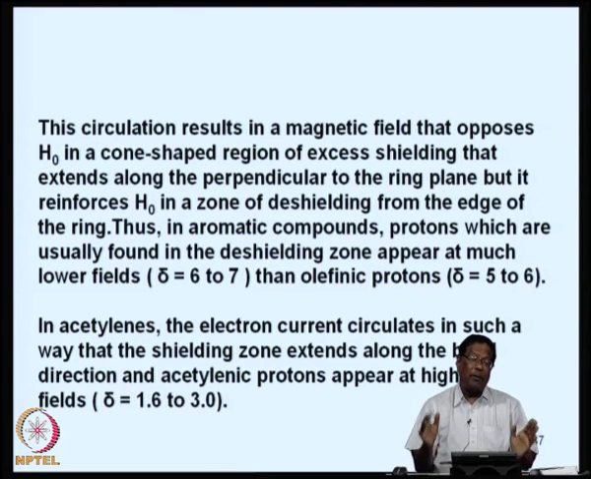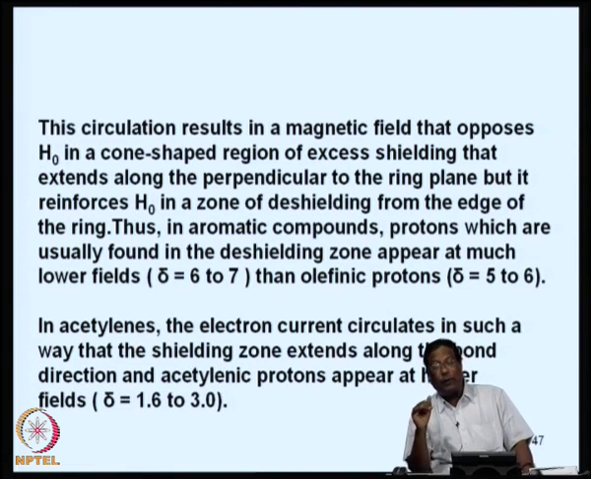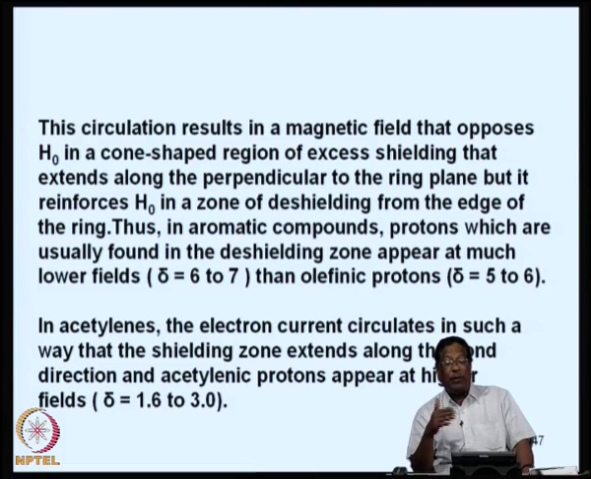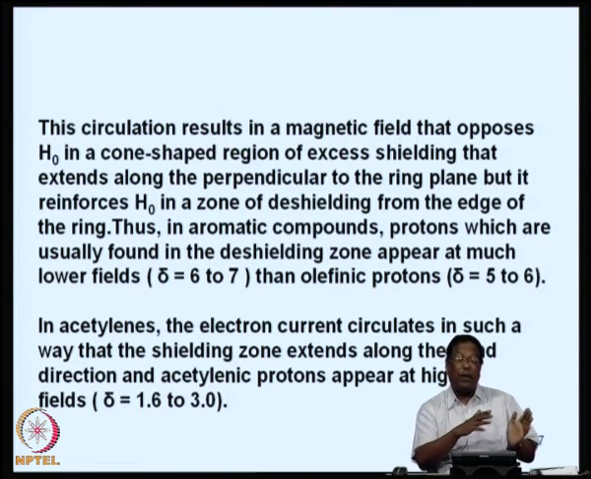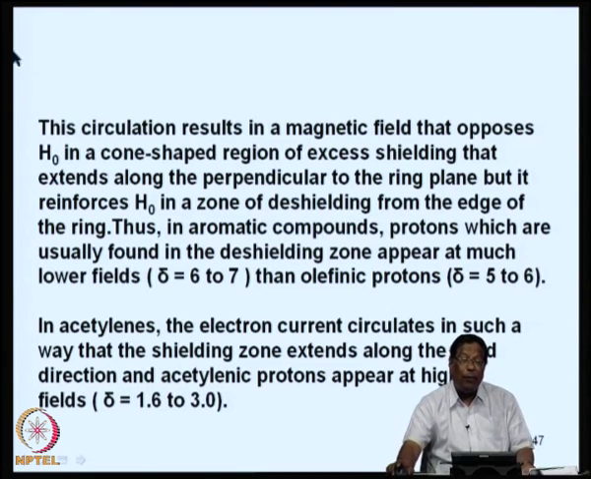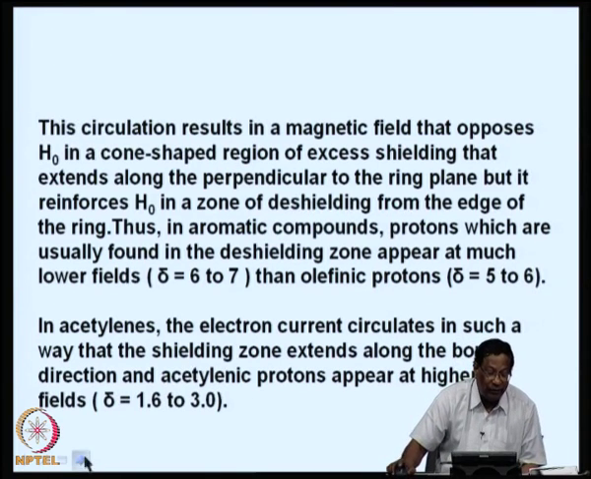Approximately, the delta chemical shift should be between 6 and 7. Then the olefinic protons will show you a shift between 5 and 6. So, in acetylenes it has to be still less. The electron current circulates in such a way that the shielding zone extends along the bond direction, and the acetylenic protons appear at still higher fields, approximately 1.6 to 3.0.